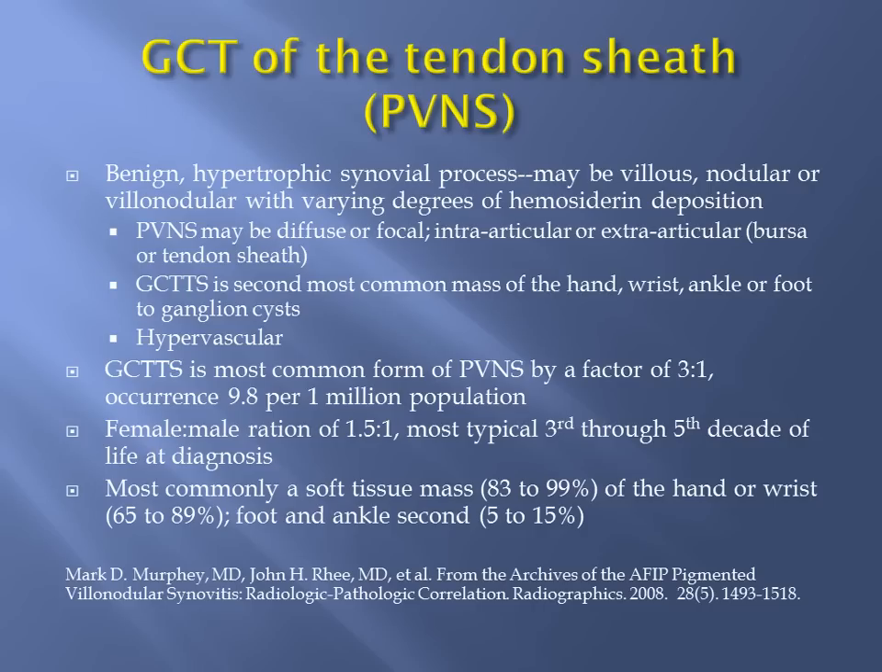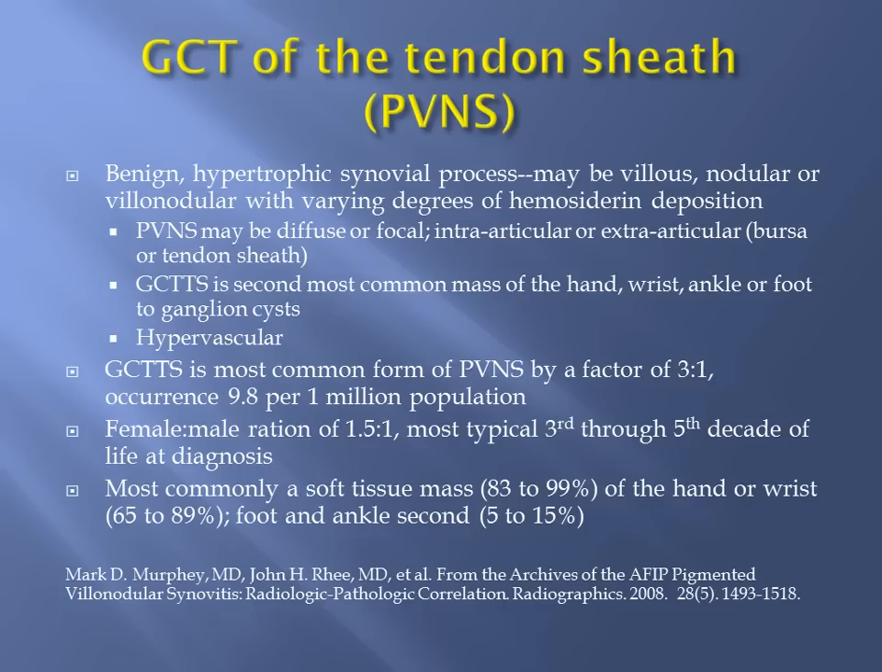Giant cell tumor of the tendon sheath, Ryan touched on this. This is a form of pigmented villonodular synovitis, which is a benign hypertrophic synovial process that can be villous nodular or villonodular with varying degrees of hemosiderin deposition. The PVNS can be diffuse or focal, can be intra or extraarticular. Extraarticular forms include those that affect the bursa and the tendon sheath.